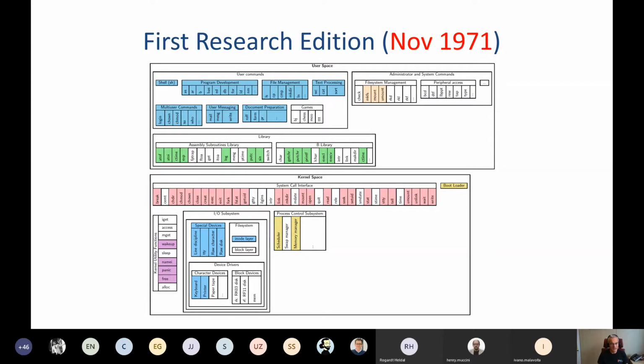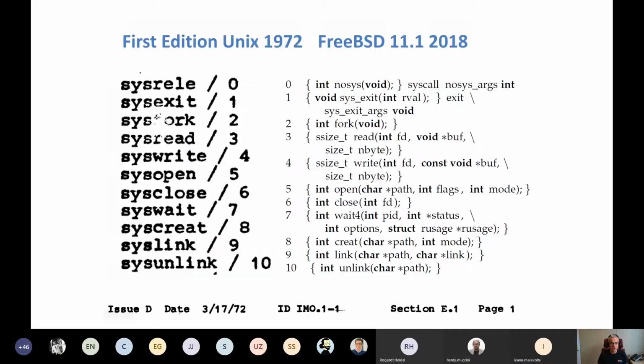Try to keep this in mind because it will become very important later on. You see it being partitioned into user space and kernel space, and we have a system call interface, an IO subsystem, a process control subsystem, kernel utility functions on the lower left, and the commands are split into user commands, administrator commands, all being based on a library, everything written still in assembly language.